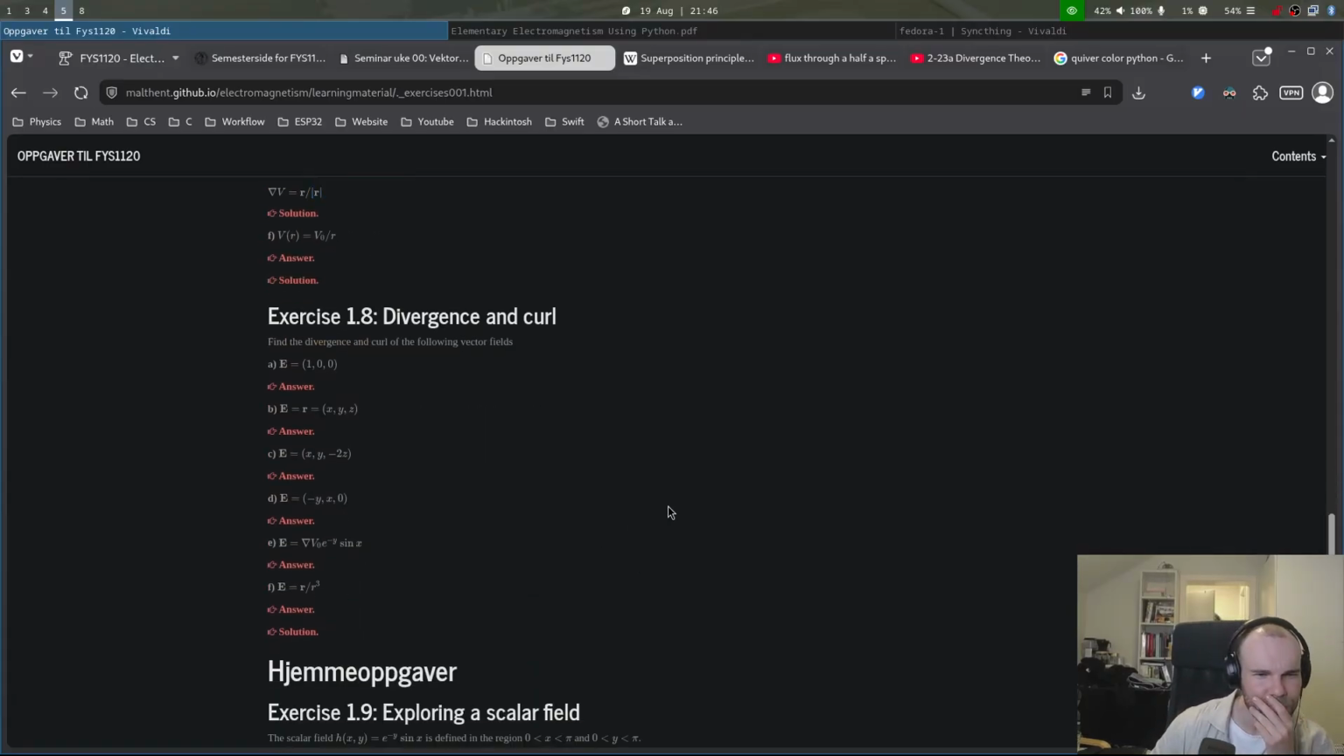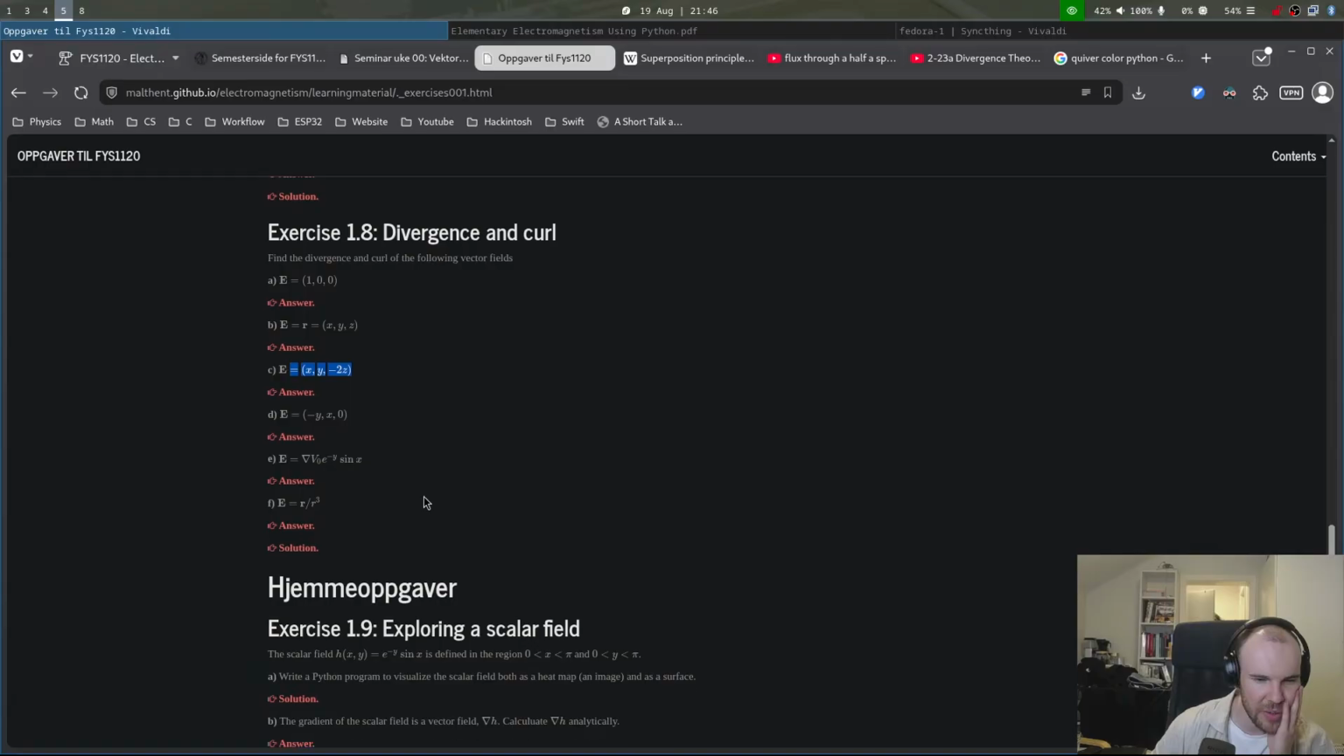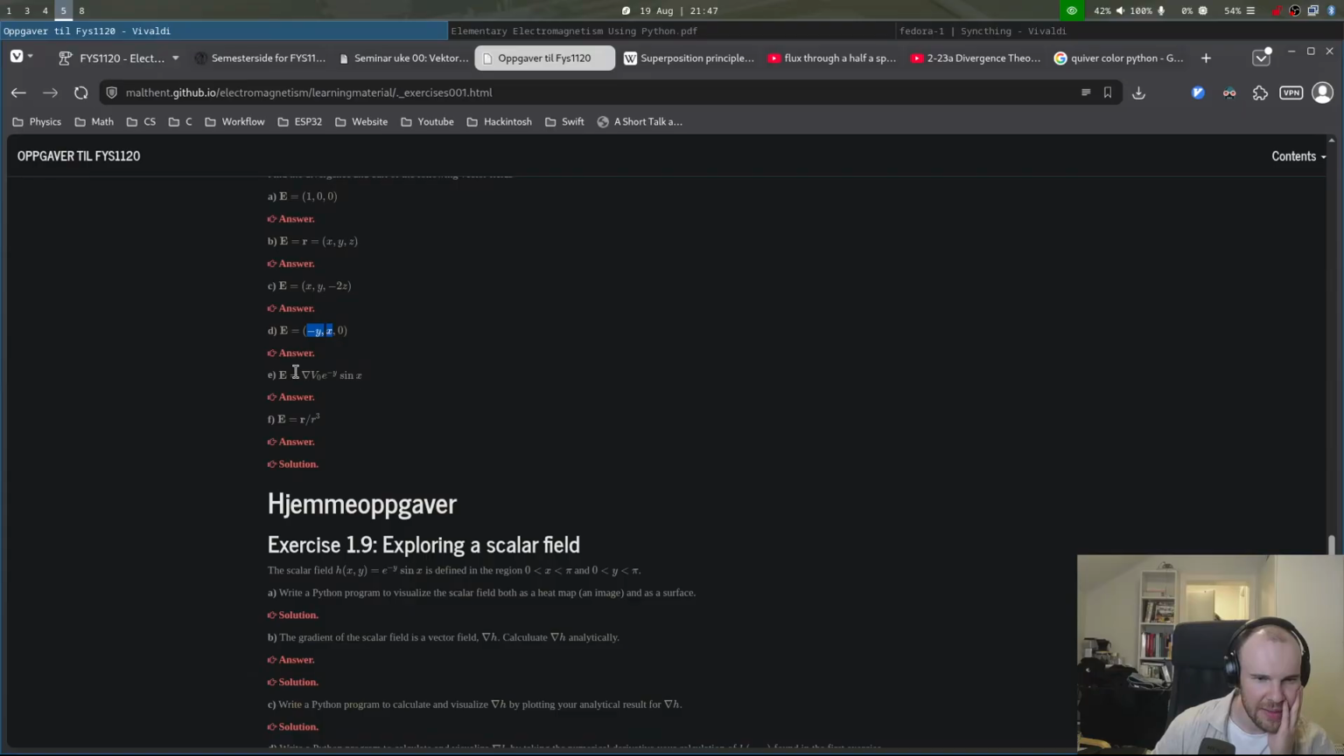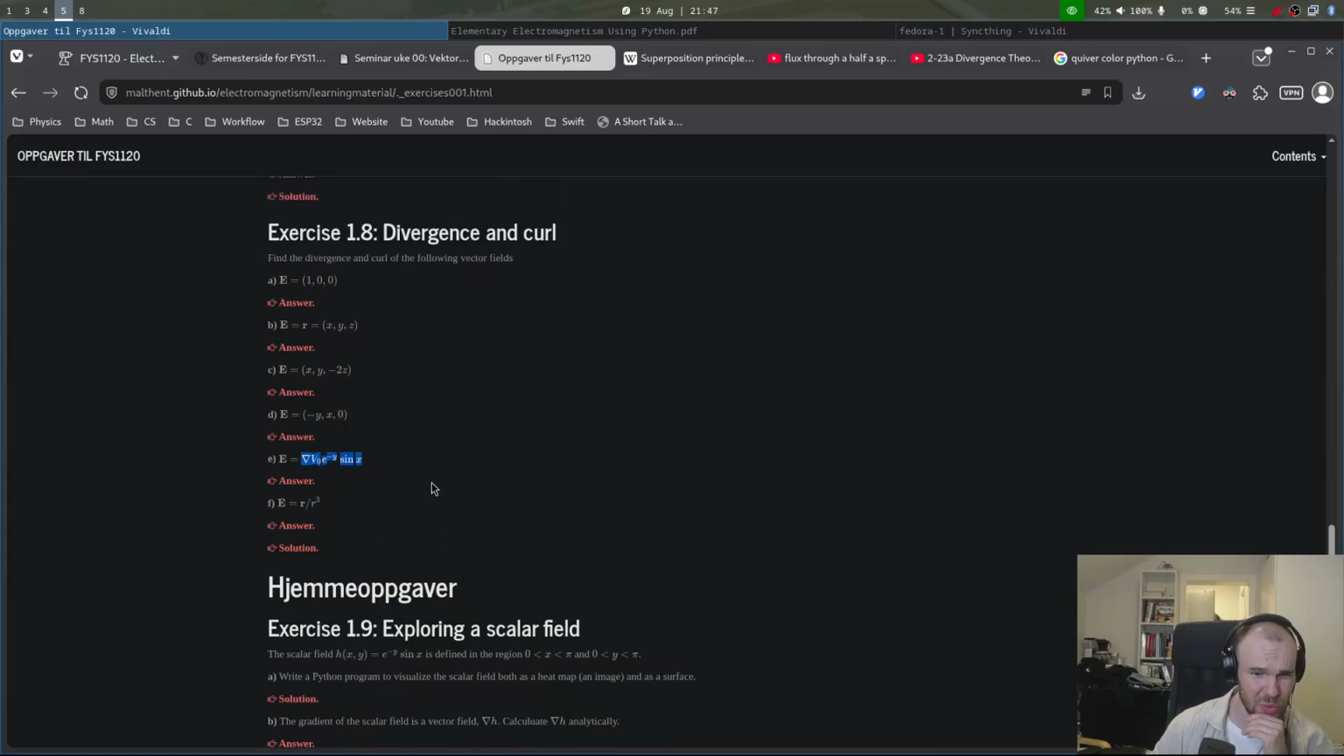Okay. Divergence and curl. Let's do 2 tasks here. This one looks like 1, 0, 0, so there's no divergence and no curl here. This one certainly has divergence, but no curl. This one is 1, 1 and -2, so it's going to be 0 for both. This one obviously has curl and 0 divergence, and this one is interesting. So let's do the interesting one. Then we can say we're done.